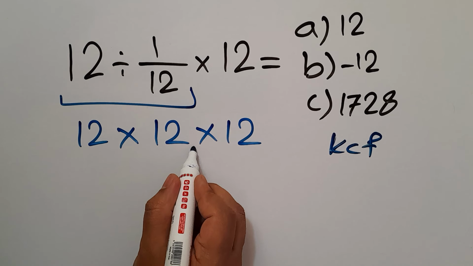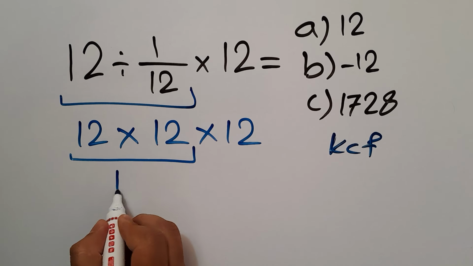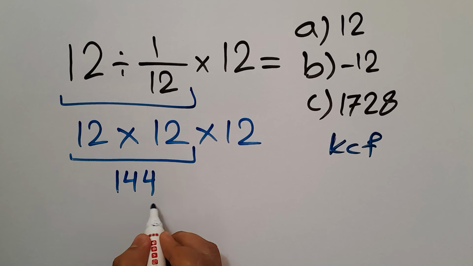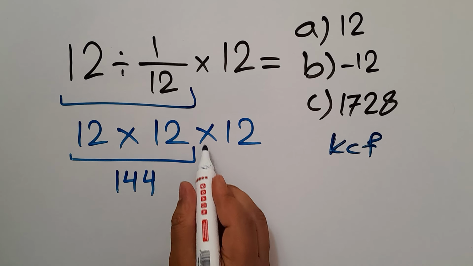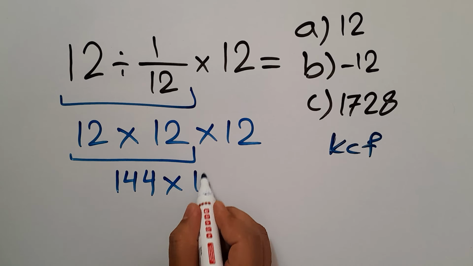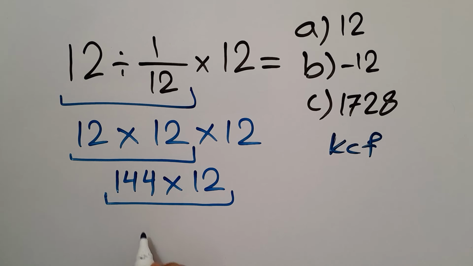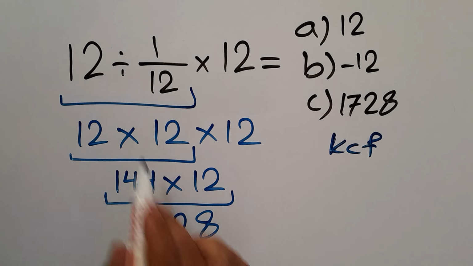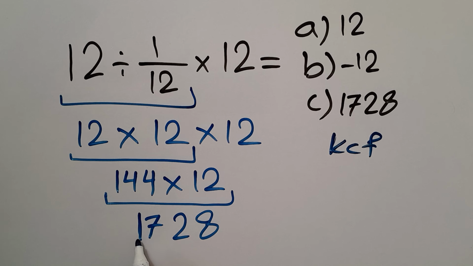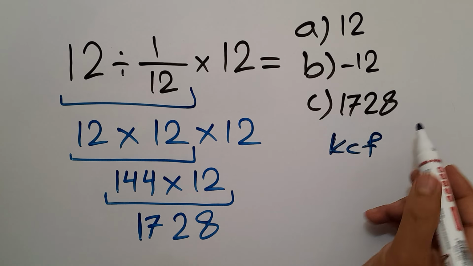12 times 12 equals 144. And 144 times 12 is equal to 1728. Okay, so our final answer to this problem is just 1728. That means option C is correct.